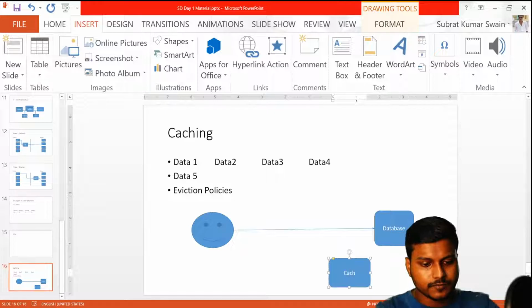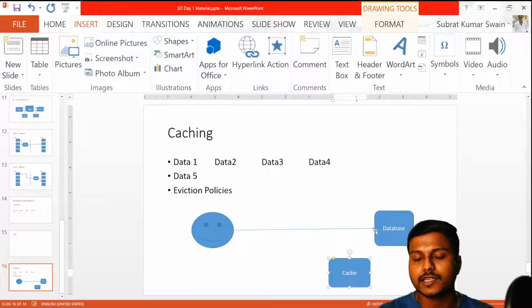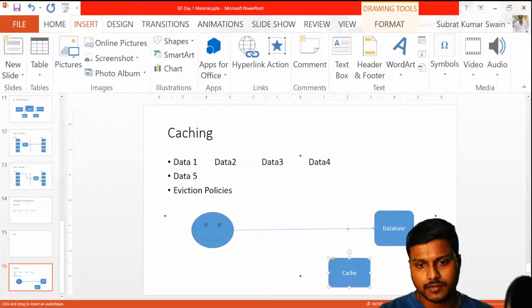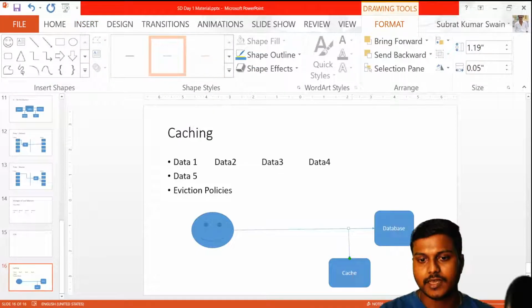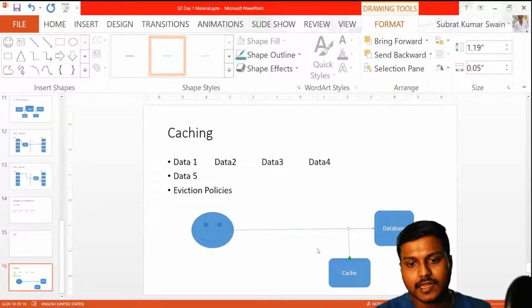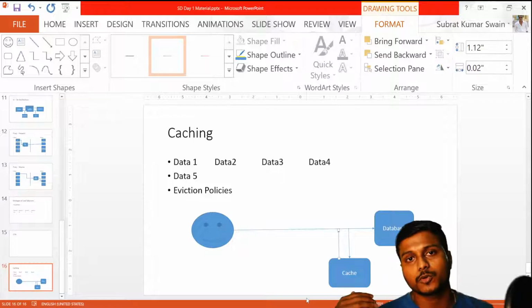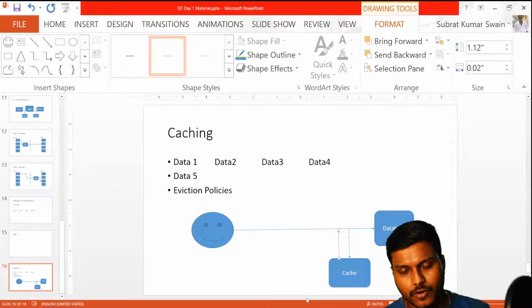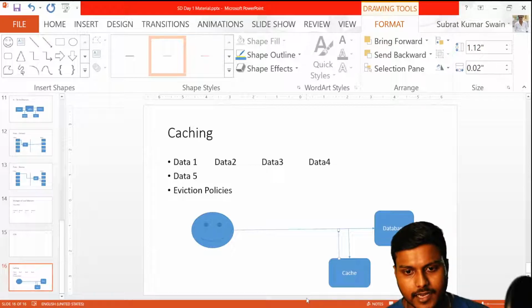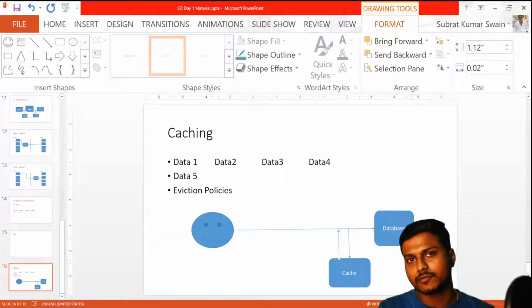So before actually putting a request to the database, the request should be put on the cache memory, right? If the cache memory has that data, it would be sent back. If the cache doesn't have it, then the request would finally be put to the database. Obviously it would take more time when we are going for the database.